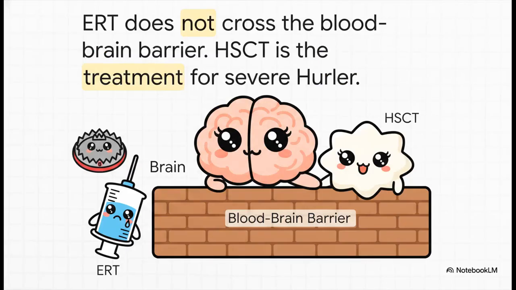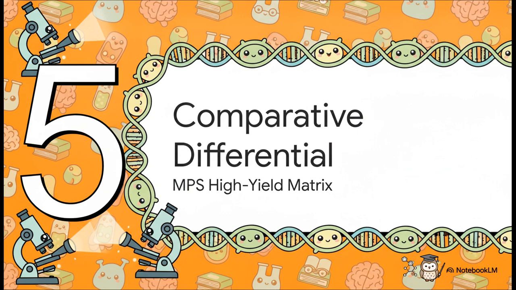And that brings us to exam trap 5. Do not assume ERT is a panacea for severe Hurler syndrome. Laronidase does not effectively cross the blood-brain barrier. Because of this, ERT cannot prevent or treat neurocognitive decline. If a question asks for the treatment of choice in severe MPS I with cognitive involvement, the answer is HSCT, not laronidase.